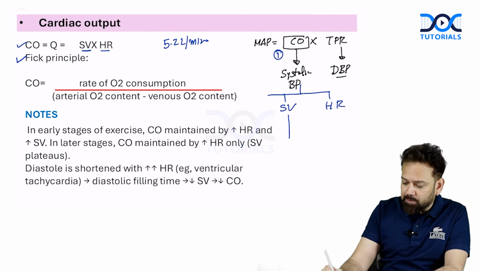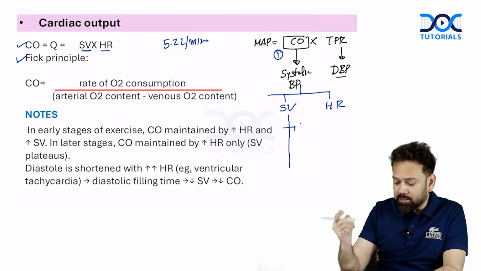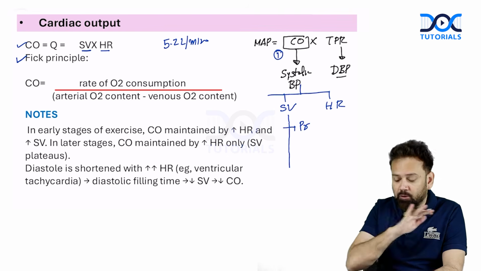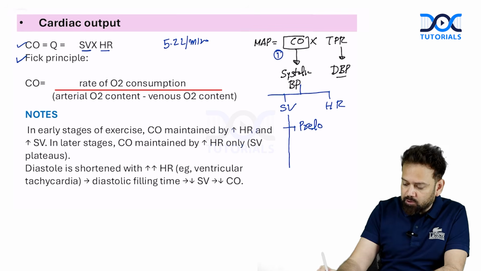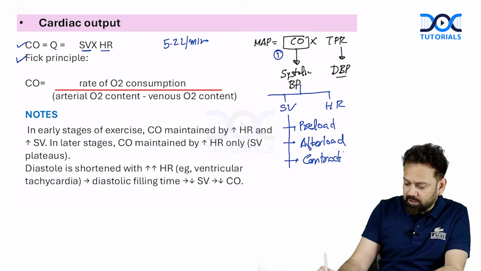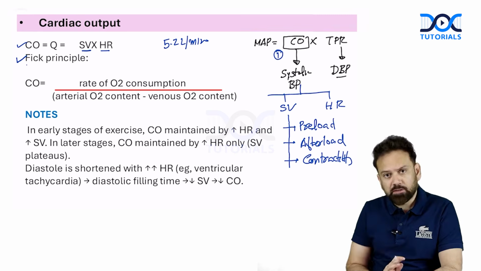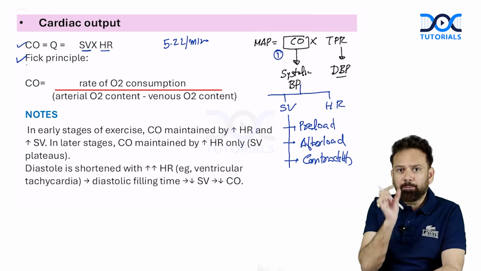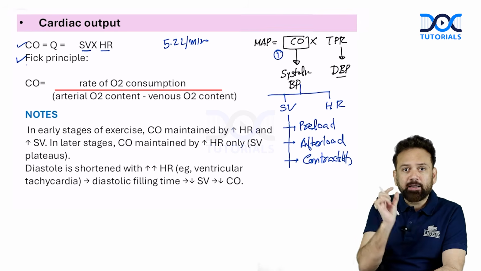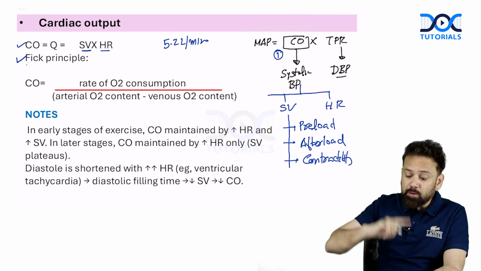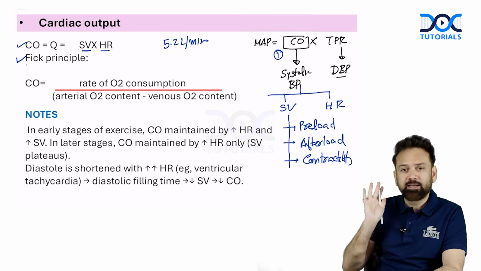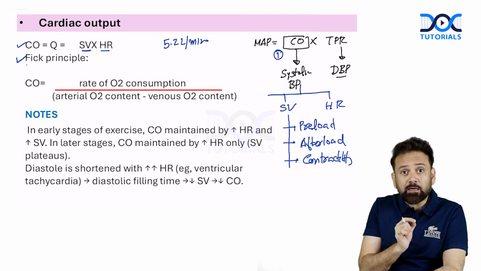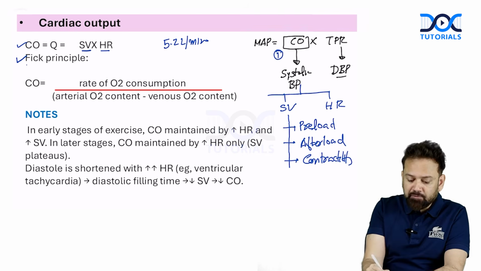Stroke volume depends on, in a later chapter I will tell you, I'm just making a foundation of that. It depends on preload, it depends on afterload, it depends on contractility. Three parameters which I will discuss after this page. This whole chapter is clear. BP is cardiac output into TPR. Cardiac output is stroke volume into heart rate. Stroke volume depends on preload, afterload, and contractility. Clear? So now cardiac output can be measured by, what is the answer?